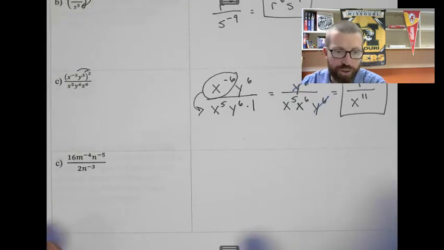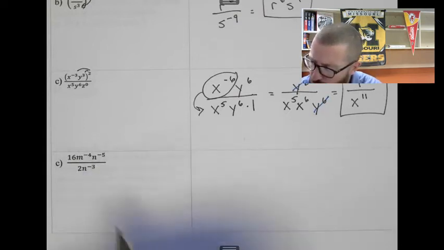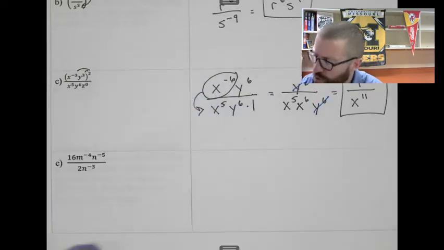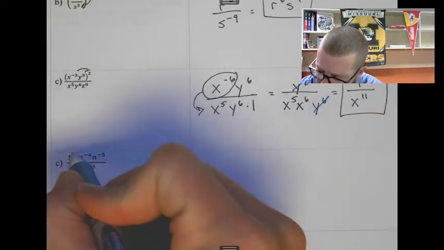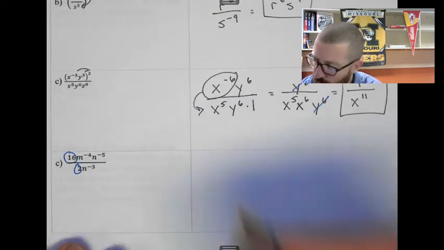Okay, and then a reminder to try this one before we do it. There's negative stuff everywhere. Let's deal with the numbers first. So the numbers out here, the 16 and 2, it's just like a fraction. So 16 over 2 reduces to 8.